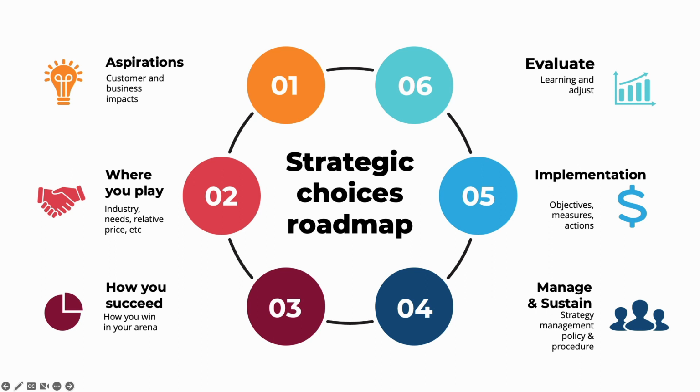Once you've made those choices about where to operate, how will your business succeed in those playing fields that you chose in choice 2? Once you've made those decisions, how will you sustain your competitive advantage? How will you manage the implementation of your strategy? And then finally, how will you execute it and validate that the execution is achieving the aspirations that you established in choice 1?